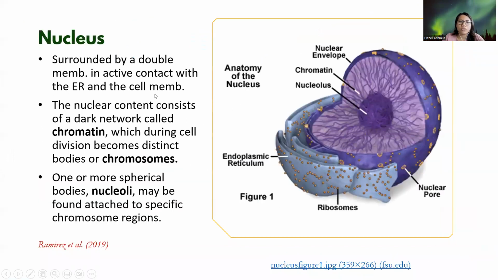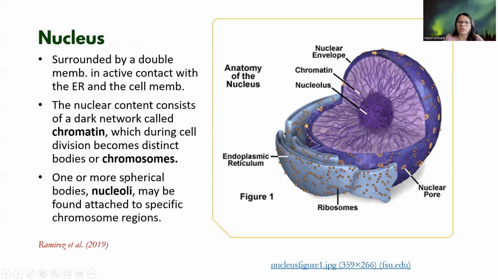nucleus. All right. The nuclear content or the contents of the nucleus consists of a dark network called chromatin. This one is a dark network. So that's your chromatin. Chromatin yung tawag natin kapag hindi pa siya nag-undergo ng cell division. But once it enters the stages of cell division, we now call it as chromosomes. So that's the difference, right?